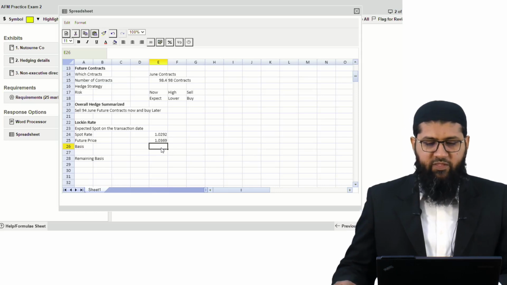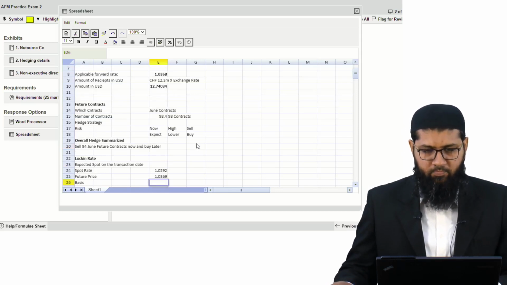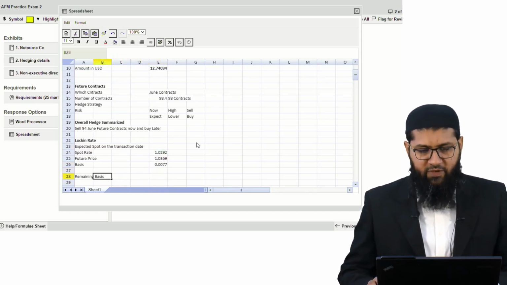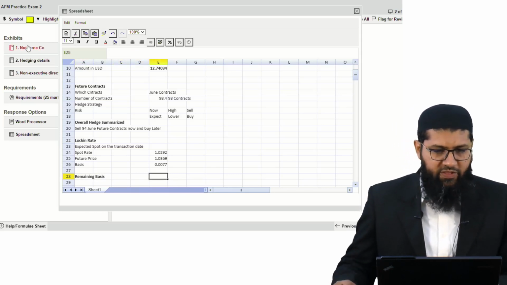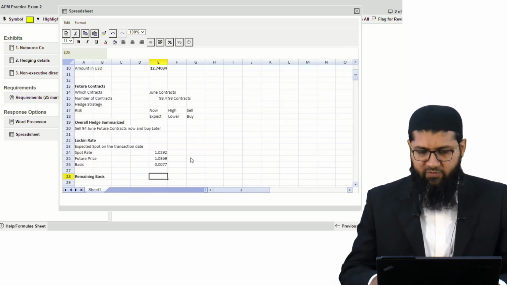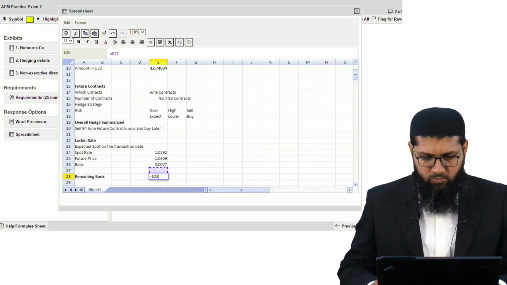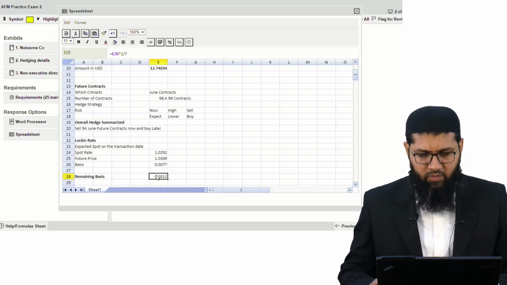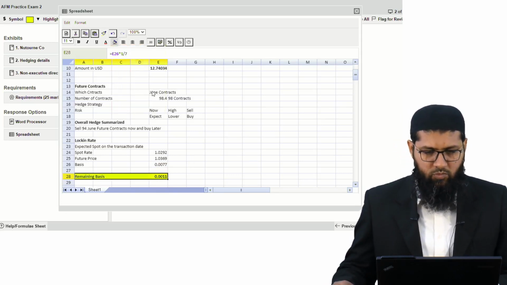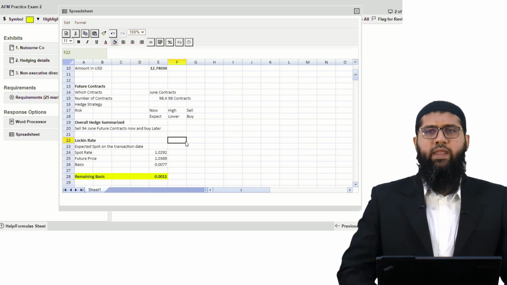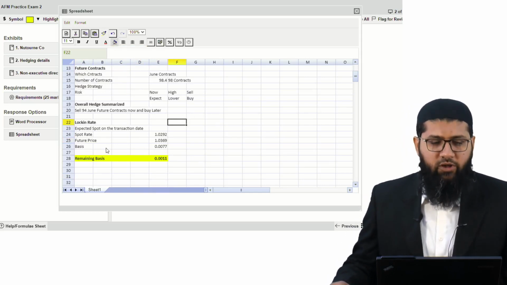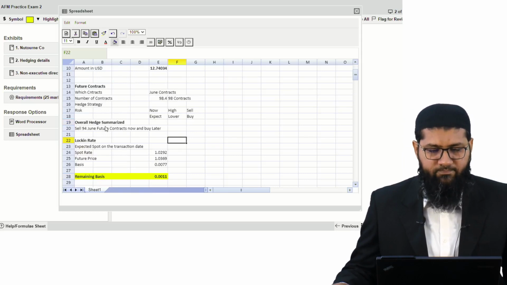Okay, the basis is going to be what? And for the remaining basis, since we are expected to have a receipt on 31st May, that means 1 month basis would remain. So this is equal to this multiplied by 1 upon 7. Now what next is there? So you've got the lock-in rate also.